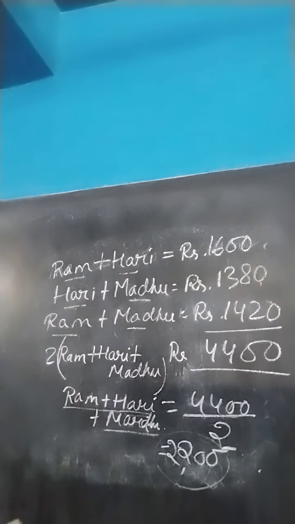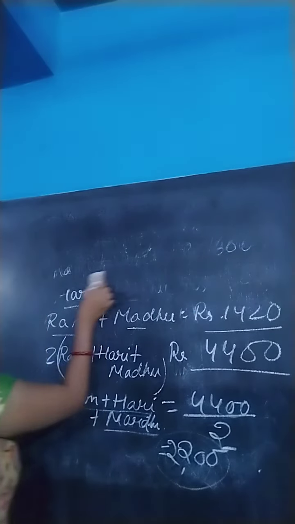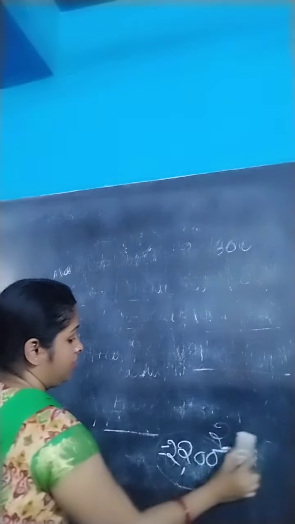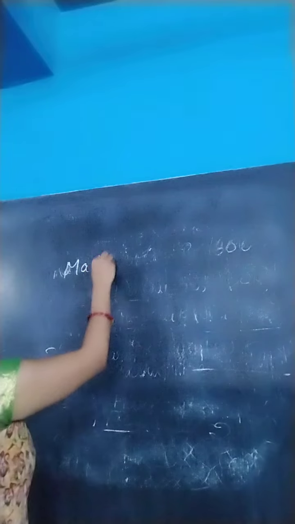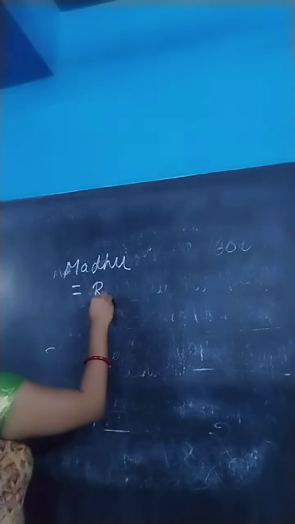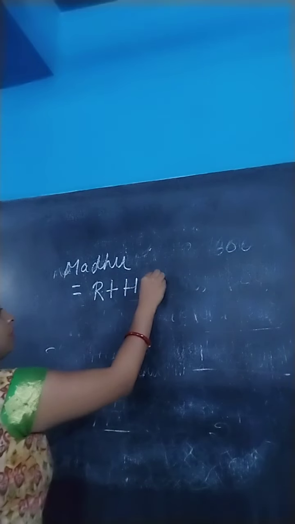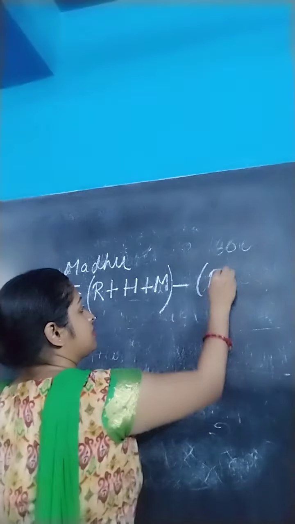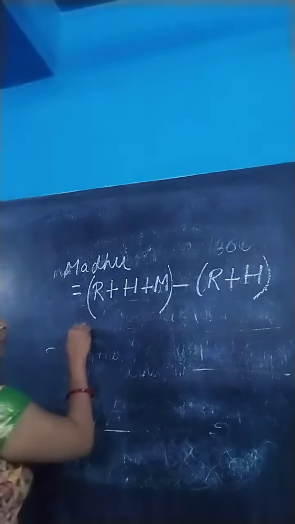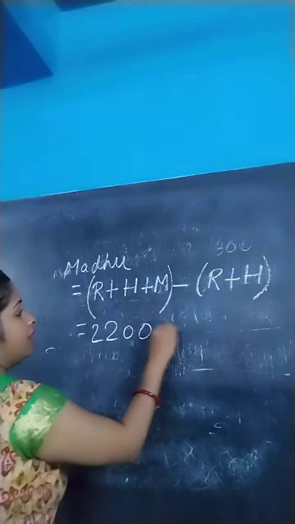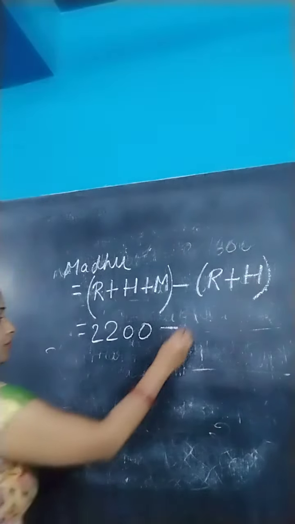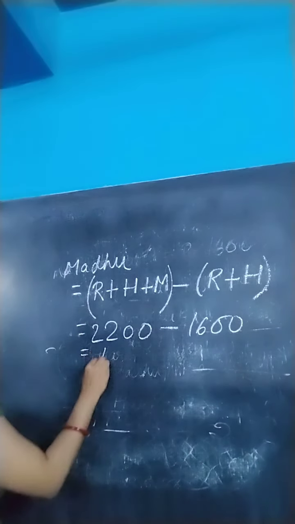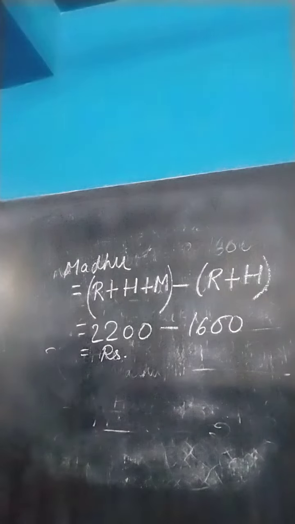So, we will do the subtraction. I am rubbing this portion of the sum and doing the second portion. First we will find out Madhu's portion. How much is Madhu? Madhu is equal to Ram plus Hari plus Madhu minus Ram plus Hari. Total amount was 2200 and Ram plus Hari's amount was 1600. So Madhu was having rupees 600.